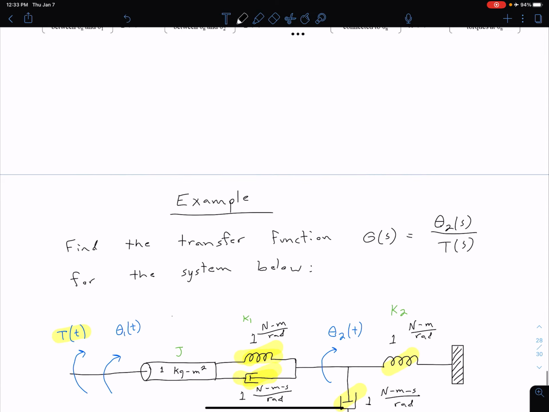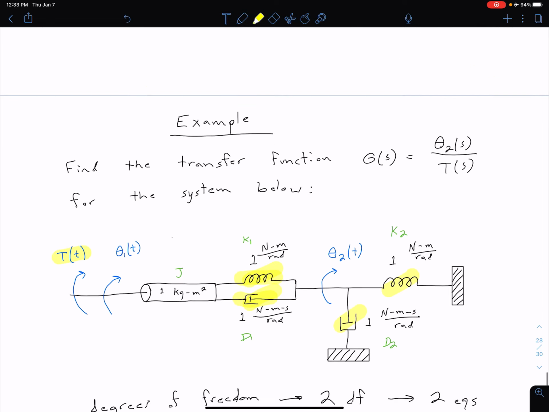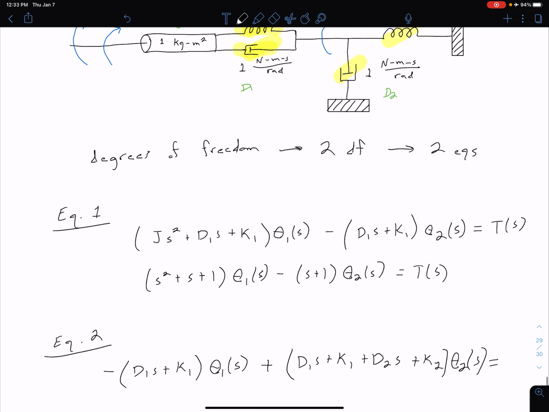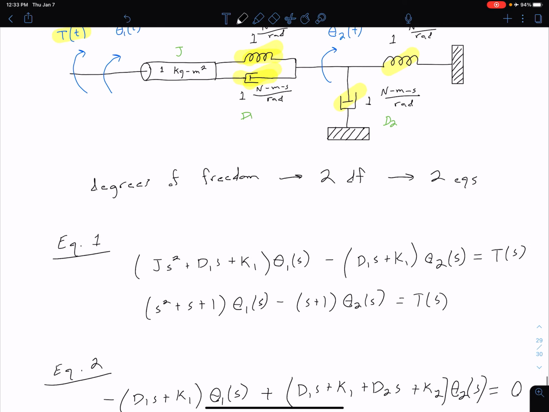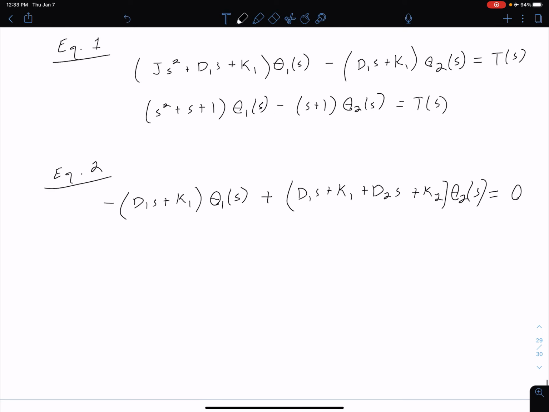And then for our second equation on the right side, we have the sum of applied torques at theta 2. We notice that there are no torques applied directly to theta 2, so we're going to set the right side of this equation to 0. Again, I can substitute the values. We know that D1, D2, K1, K2, all of those are equal to 1. So if I substitute those in, I have negative quantity of s plus 1 times theta 1 of s plus the quantity of 2s plus 2 times theta 2 of s equals 0.